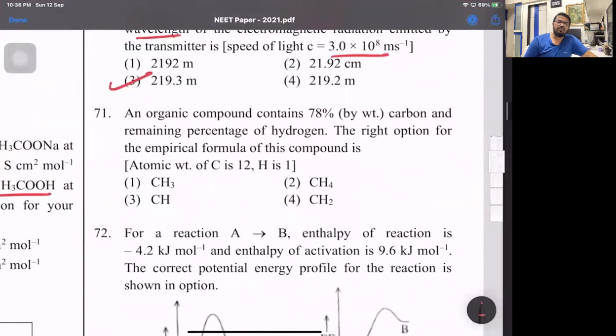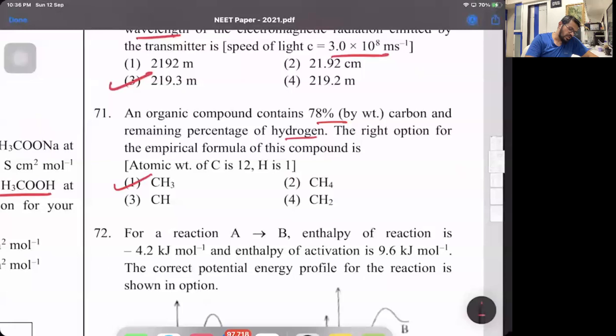71. A compound contains 78% by weight of carbon and the remaining is hydrogen. So the right option for the empirical formula is nothing but what we have as A, that is the methyl group over there. Okay. Now here, how do we get this part?